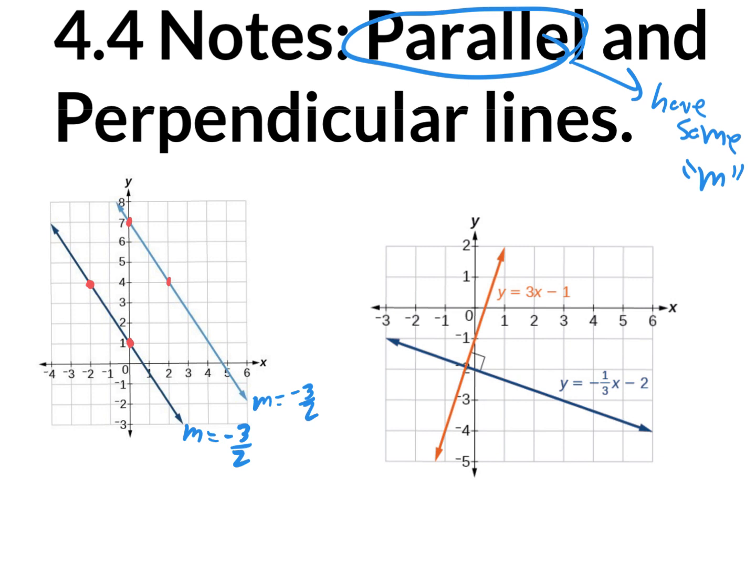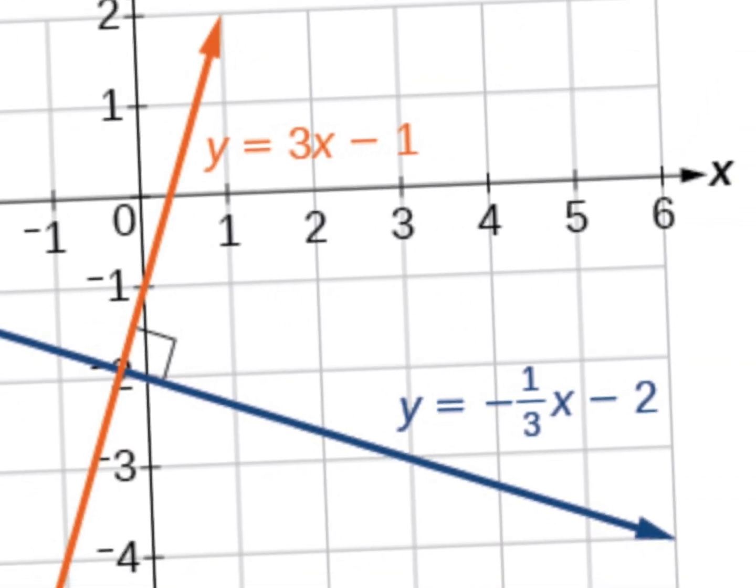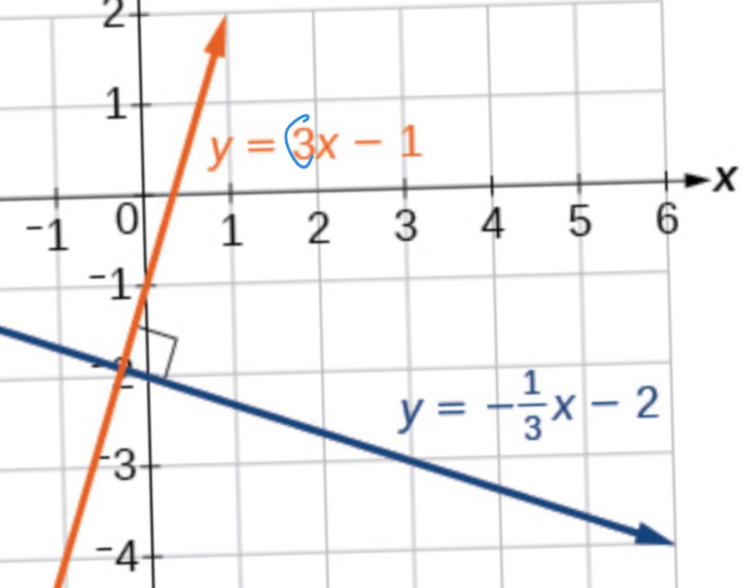However, in algebra, we're dealing more with the algebraic side. What could we see about this equation, y equals 3x minus 1, that's slope-intercept form, and this other equation, y equals -1/3 x minus 2? Anybody notice anything? When I look at y equals mx plus b and that y equals mx plus b, are these m values the same? Heck no. If we zoom in, we see that this m value is 3 and this m value is -1/3. And that's not coincidence.